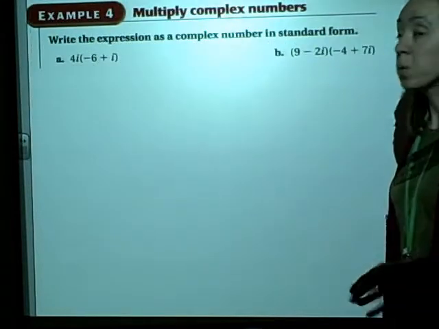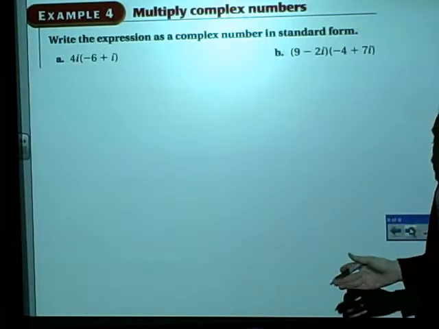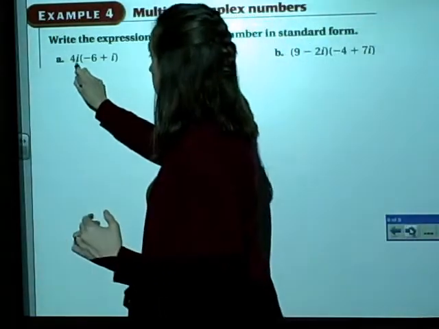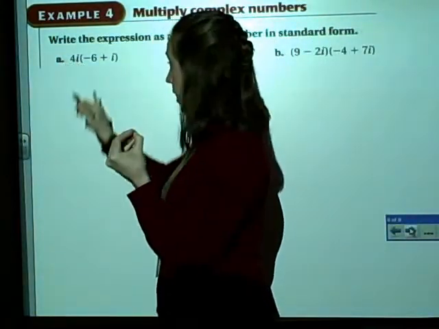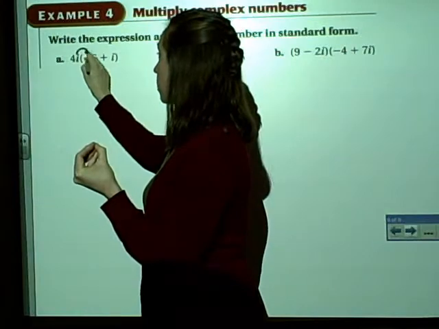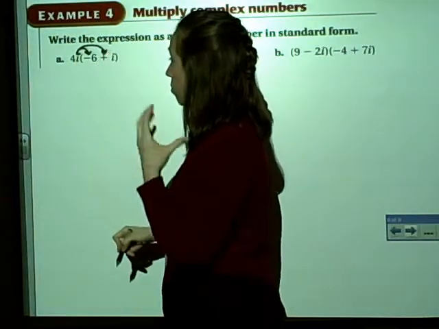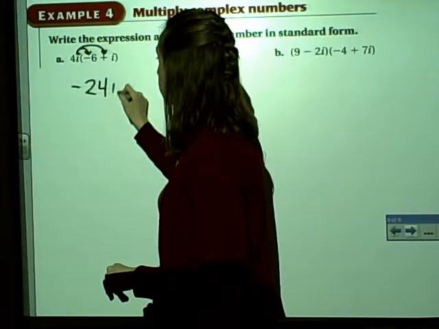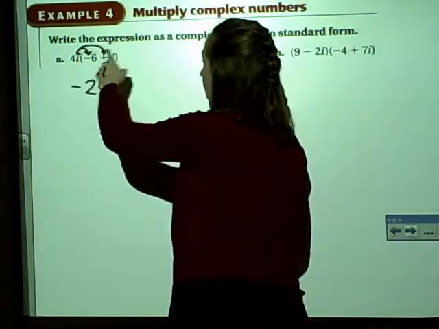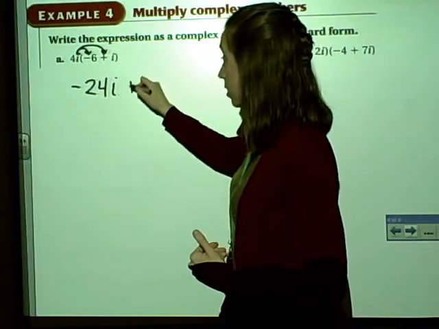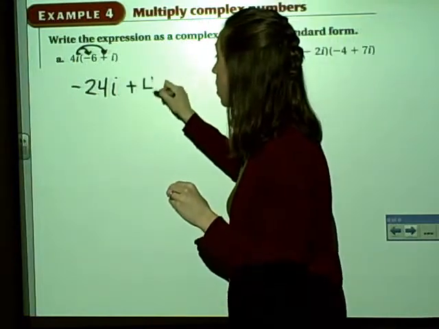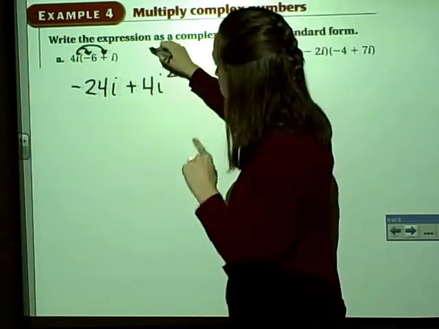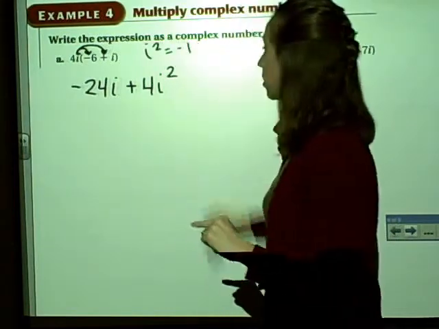Okay, last thing is we want to multiply complex numbers. All you're doing is you're thinking of it as a variable. Seriously, that's it. So we have a term outside of parentheses. We're going to distribute that term. So 4i times negative 6 gives me negative 24i. 4i times a positive i, think of it as x, that gives me 4i squared. Oh, we know something. i squared is equal to negative 1.